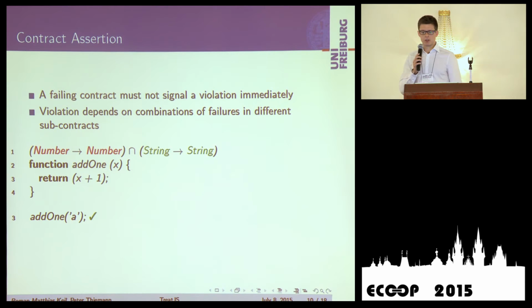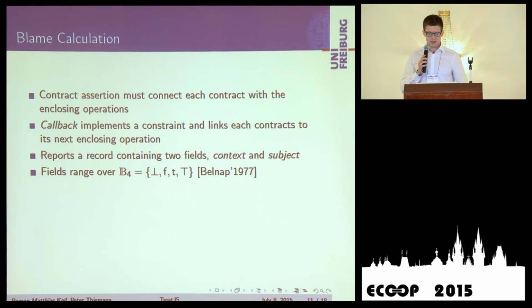So the final violation of such a contract depends on failures in different subcontracts. And to assert contracts correctly, the contract system must keep track of each contract and must connect each contract to the enclosing operator. This connection is implemented by so-called callbacks. Each callback implements a constraint that specifies the outcome of a particular contract in terms of its subcontracts and links the outcome to the enclosing operator. There is at least one callback for a contract, and there may be multiple callbacks for delayed contracts, function contracts, for example.